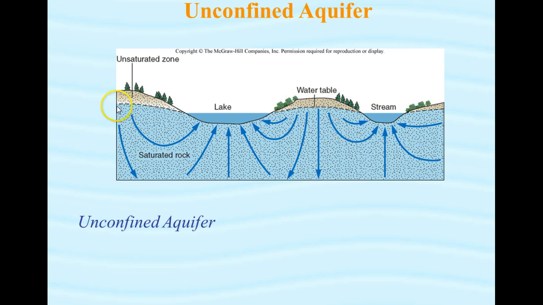All right, and the very top of this saturated rock zone is called the water table. So, two things from this diagram: unconfined aquifer, water table, and then how that water table is recharged. So let's move on.